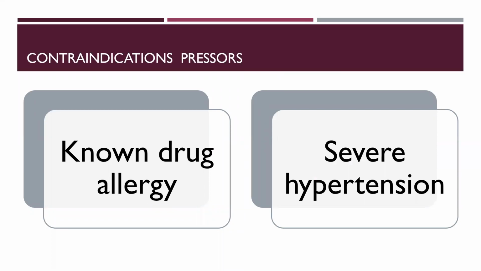With our contraindications for pressors: known drug allergies, because obviously if they're allergic to it, I don't want to give it to them, and severe hypertension. Because if we remember, all of these things are going to cause our blood pressure to go up. If it's already up, I don't want to make it higher.